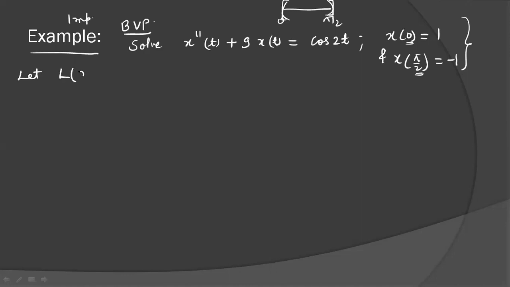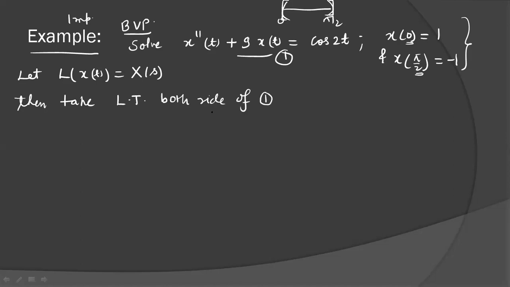So let the Laplace of x(t) be equal to X(s). Suppose this is equation number 1. Take the Laplace transform of both sides of equation 1. So you will get Laplace of x double dash(t) plus 9 times Laplace of x(t) is equal to Laplace of cos 2t. Remember, you have to take the Laplace of the right hand side also. Sometimes we forget to take the Laplace of the right hand side, so it gives you a wrong solution.